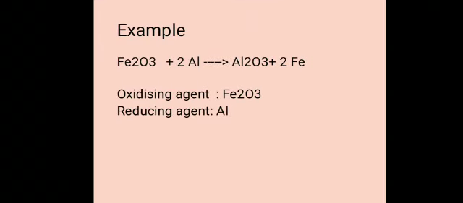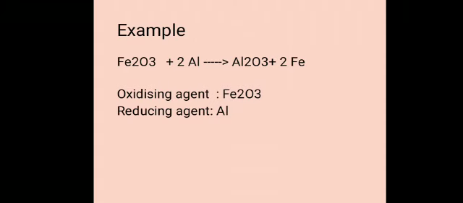For example, Fe2O3 plus 2Al gives Al2O3 plus 2Fe. Here Fe2O3 is losing oxygen and changing into Fe. In Fe2O3 oxygen is there, that oxygen it is losing and changing into Fe. So we can tell that Fe2O3 is undergoing reduction. Like that aluminium, Al, is gaining oxygen and changing into Al2O3. So that change can be called as oxidation. Aluminium changing into aluminium oxide can be called as oxidation.